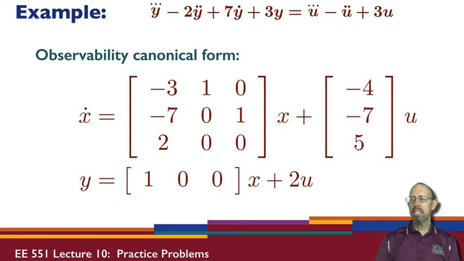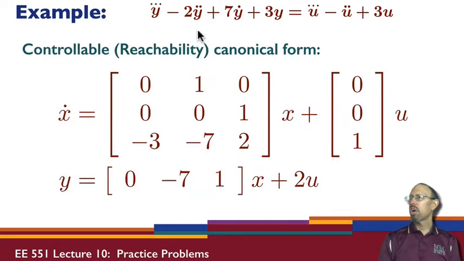All right, let's take the same system, except now we dropped off the fourth derivative term, and we can go through and show that this differential equation can be put into this observability canonical form this way, just by plugging in and using the formula. I can also choose the controllable canonical form and just again plug the numbers in, and this is what I get when I do that. So it's fairly straightforward. You just plug the numbers in and you're good to go.